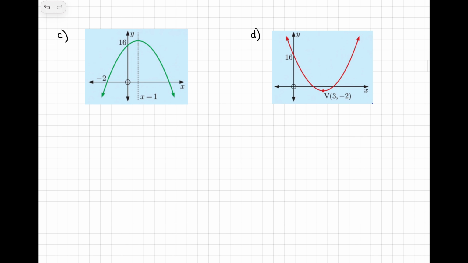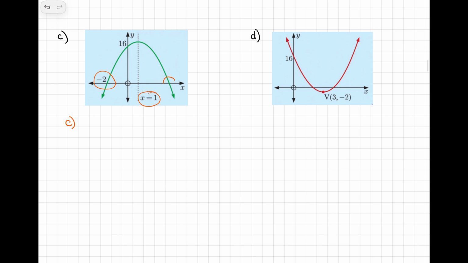Part C here, we've got to look at what information we have got. So here we have an x-intercept. We also have an axis of symmetry at x equals 1. There's not one form right now that works with that information, but because we know the axis of symmetry is at x equals 1, that is directly in the middle of the graph, which means we can actually work out the other x-intercept because it is exactly halfway between both.